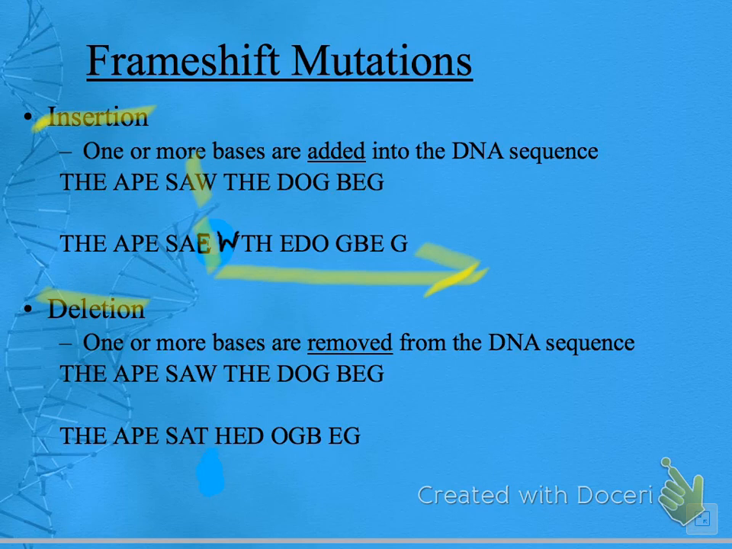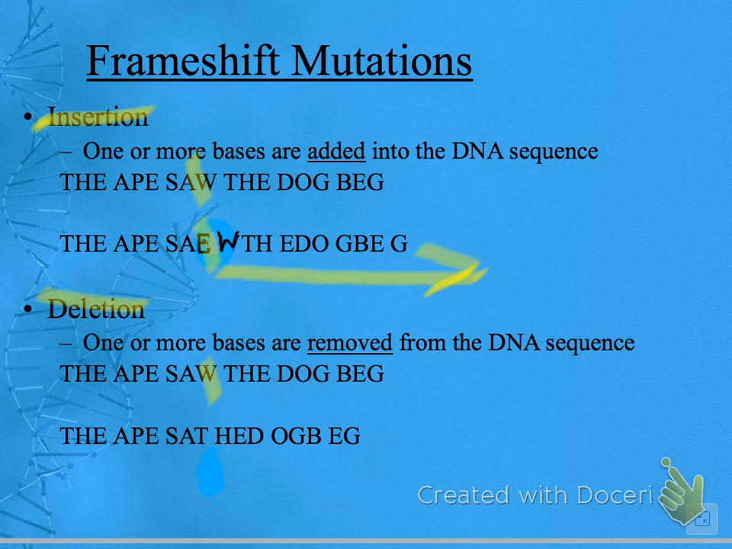You wind up with these weird amino acids, if that was going to be a codon sequence, that don't make any sense. A deletion is the exact opposite. So instead of adding an extra base, you're taking one out. So one or more bases are removed from your DNA sequence. So instead of "the ape saw the dog beg," it would be "the ape saw," but the W gets removed.